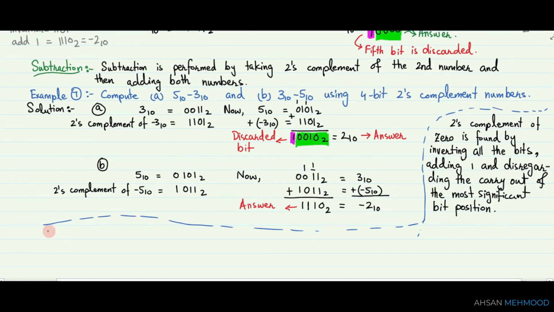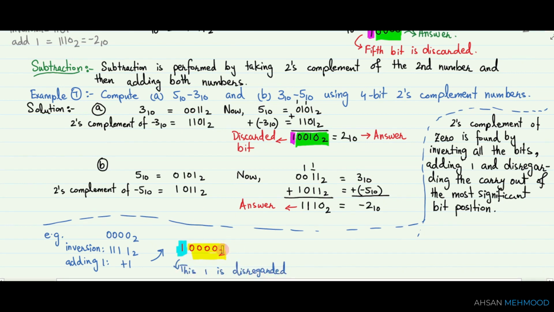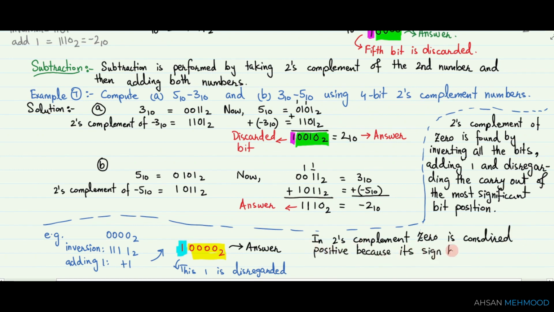For example, inverting 4-bit binary 0, that is 0000 base 2, gives us 1111 base 2. Then adding 1 to this number gives us 10000 base 2. Disregarding the most significant bit, that is 1, gives us the number 0000 base 2, which is the correct result. Unlike the sign magnitude number system, the 2's complement system has no separate negative 0. In 2's complement system, 0 is considered positive because its sign bit is 0.